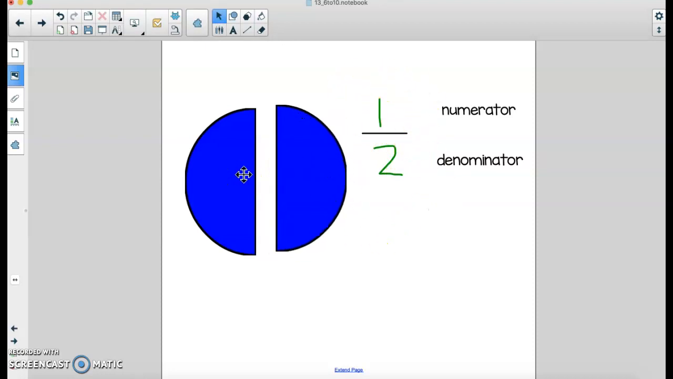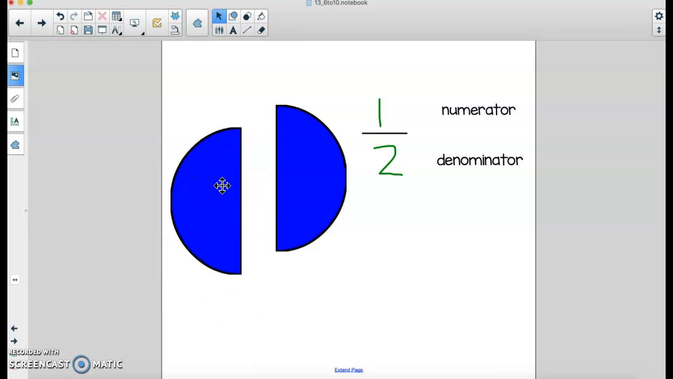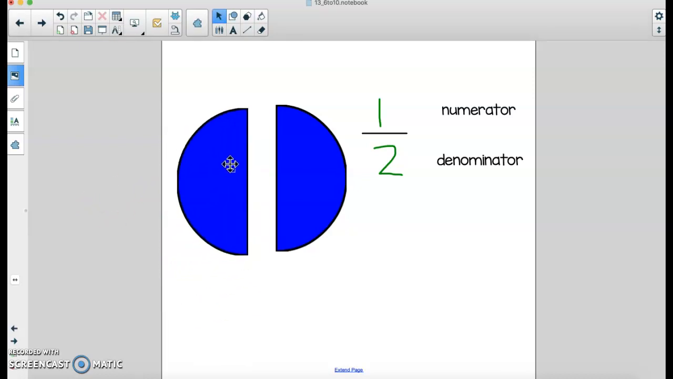That means I have 2 pieces, and whatever I'm using, I would have one of them. So if I said color in 1/2, that would mean I'd have to color in one of these pieces. Oops, I got out of line. I'd have to color in one of these pieces because that's 1 out of 2. Or a lot of times we don't always color halves, we also just say I ate half. So if I ate half of a pizza, I ate one whole half, it'd be gone. That's what a half is. One of these 2 pieces.